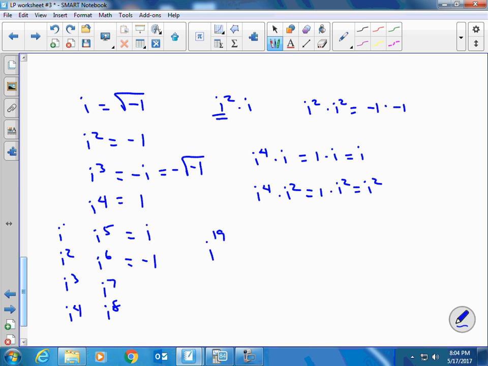It repeats every 4, and on the 5th one, it starts over. So in that case, it repeats until it gets to i to the 16th, right? It'll repeat 4 times: i to the 4th, then i to the 8th, then i to the 12th, and then i to the 16th, and it starts over with i to the 17th. So how far is it from i to the 16th to i to the 19th? Well, i to the 16th to i to the 19th is a power of 3, right? So it's the same thing as i cubed.